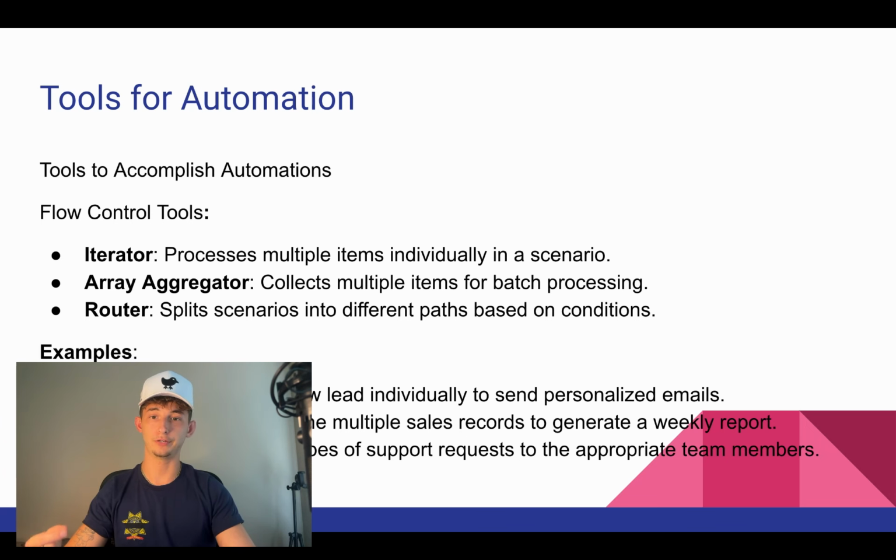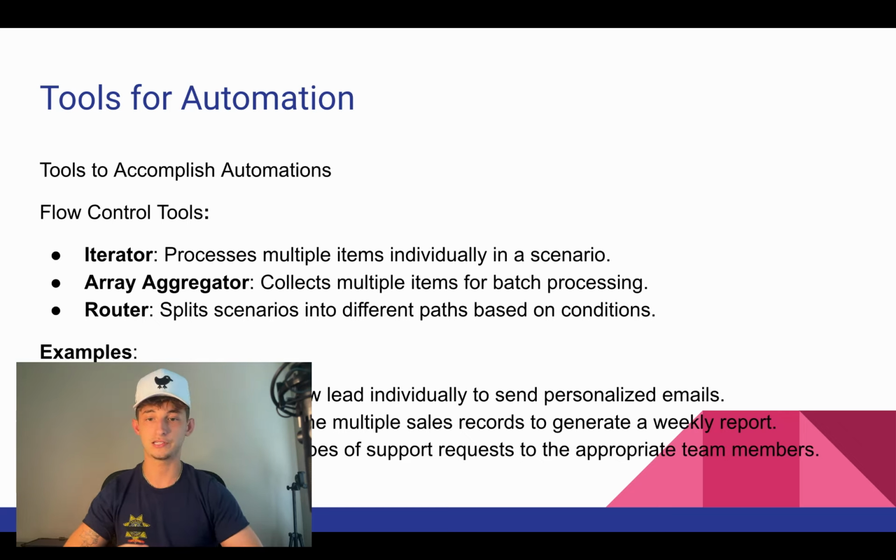So for the first one, being an iterator, this just processes multiple items individually in a scenario. And the array aggregator, this collects multiple items for batch processing. And the router splits scenarios into different paths based on conditions. Now I'll show you these in Make.com specifically after I get through the examples.